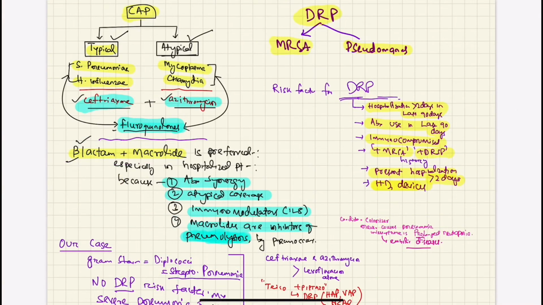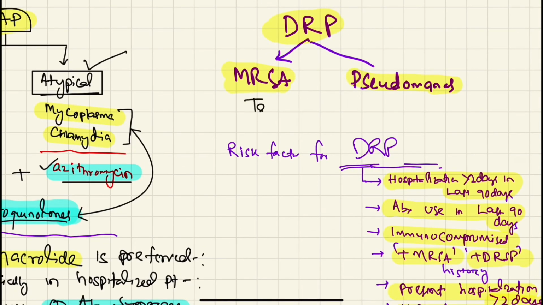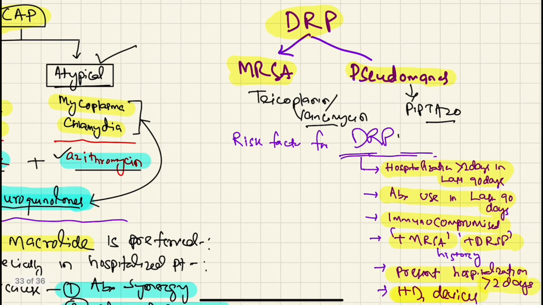If our patient has DRP, MRSA or Pseudomonas risk factors, in those cases we may not give ceftriaxone and azithromycin, right? We have to give something that will cover MRSA and Pseudomonas. So ideally, we can give teicoplanin or vancomycin that will cover for the MRSA. For Pseudomonas, we can start with piperacillin-tazobactam, only if the patient has DRP risk factors.